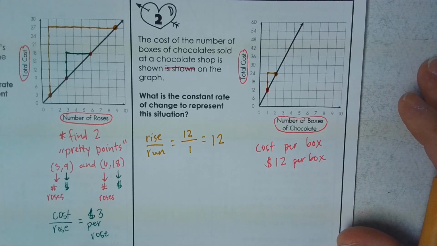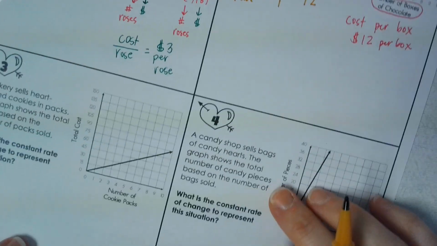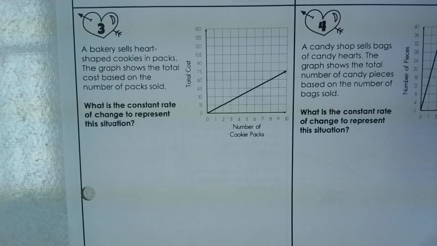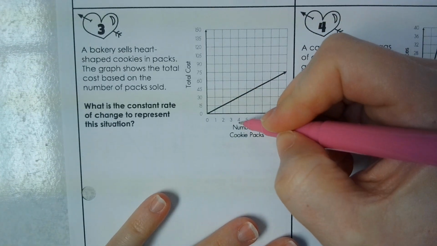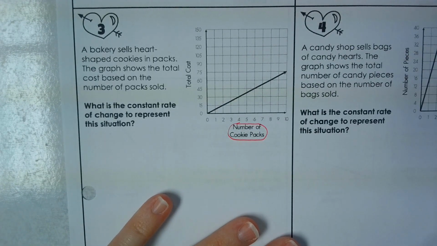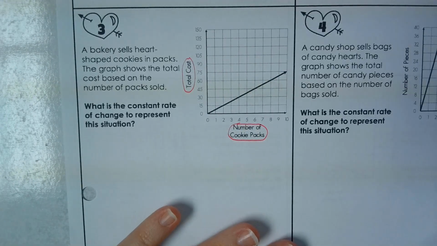All right, any questions about that? Good? All right, two more examples and then the back is for homework tonight. All right, so a bakery sells heart-shaped cookies in packs. So we're comparing the number of cookie packs to the cost again. So what is the rate of change?